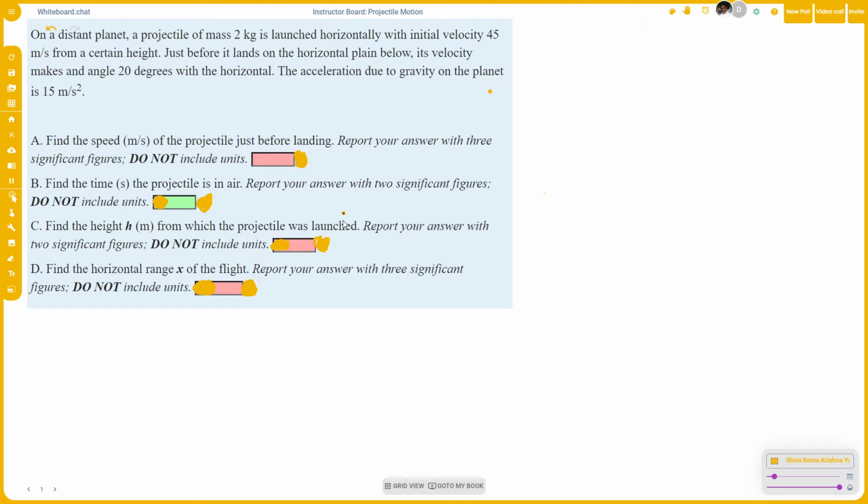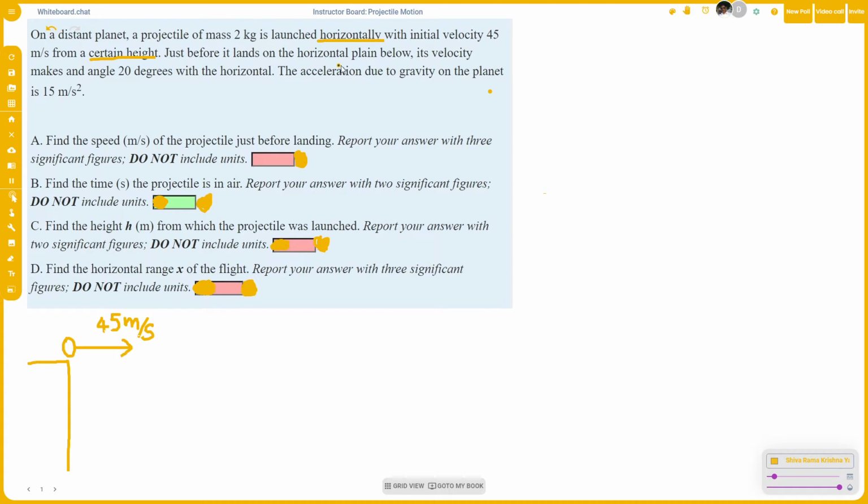So the most important thing to do is to draw the diagram as soon as you read the question. Now what do we see first? We see that it is launched horizontally from a certain height. That means it is not thrown from level ground. So first let's draw a height and start with an object of mass 2 kg, and it is thrown horizontally. Let us represent it with a vector of 45 meters per second.